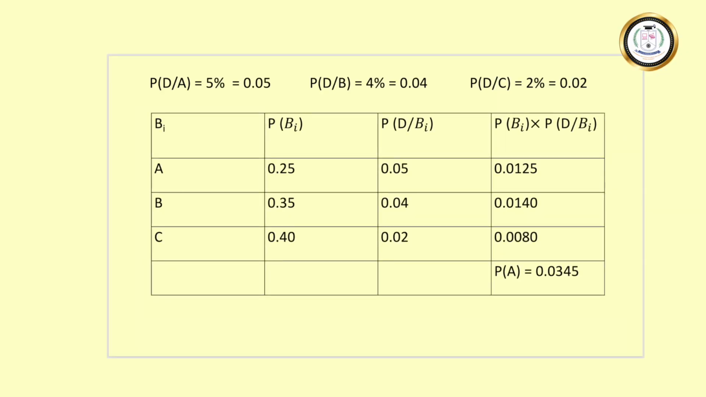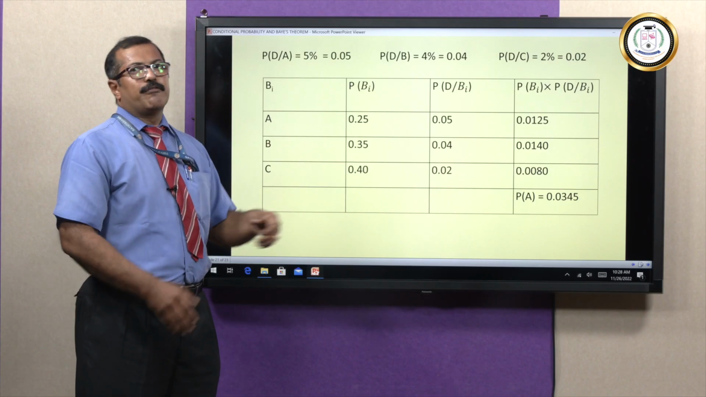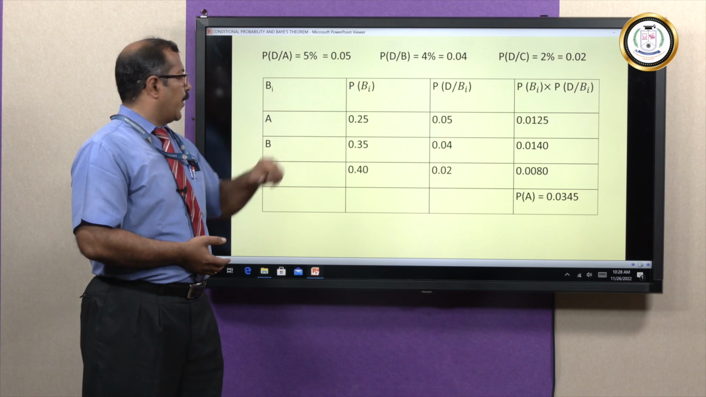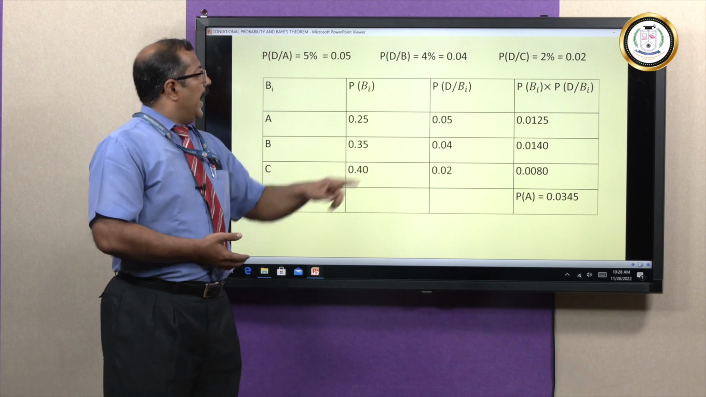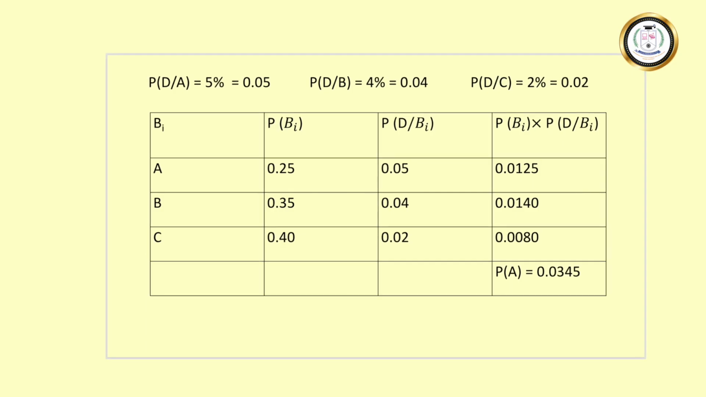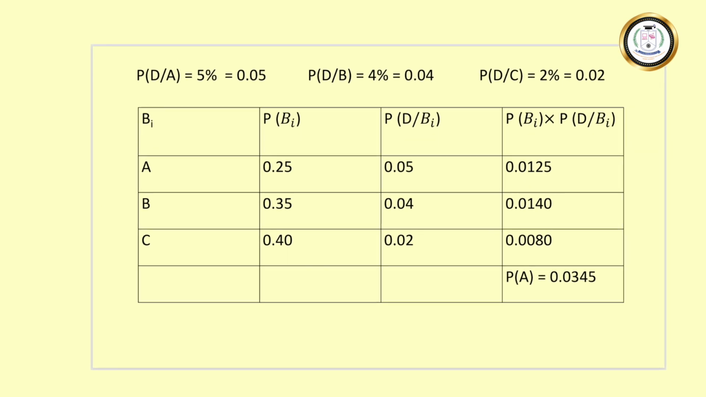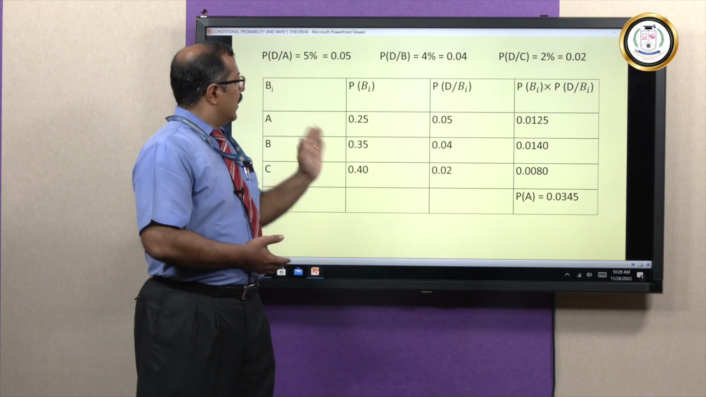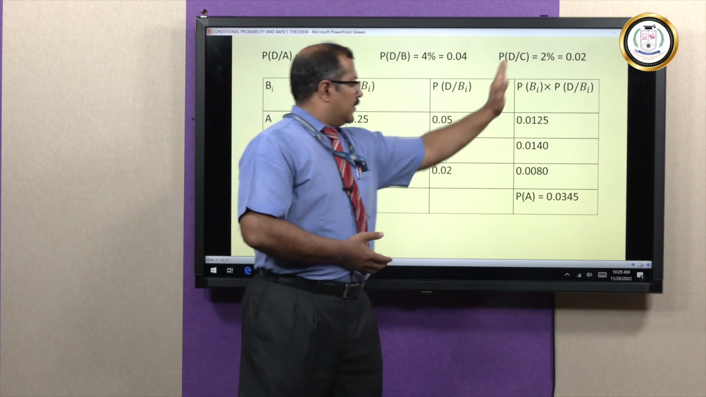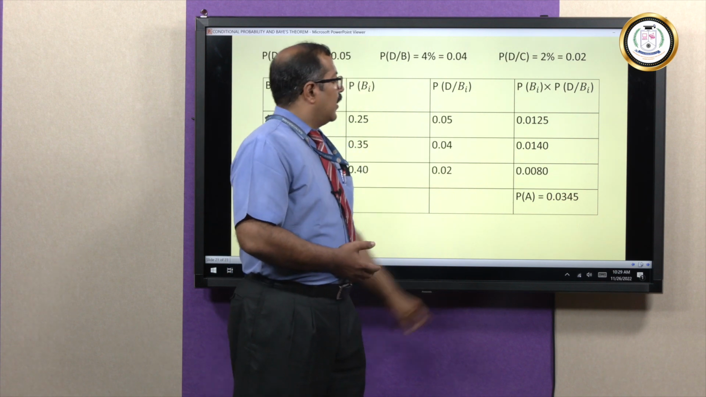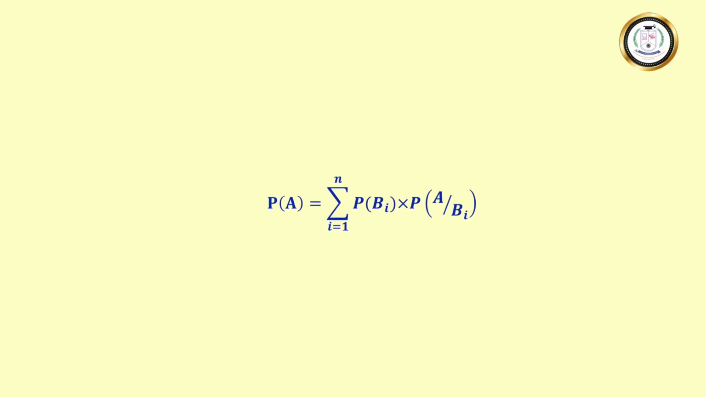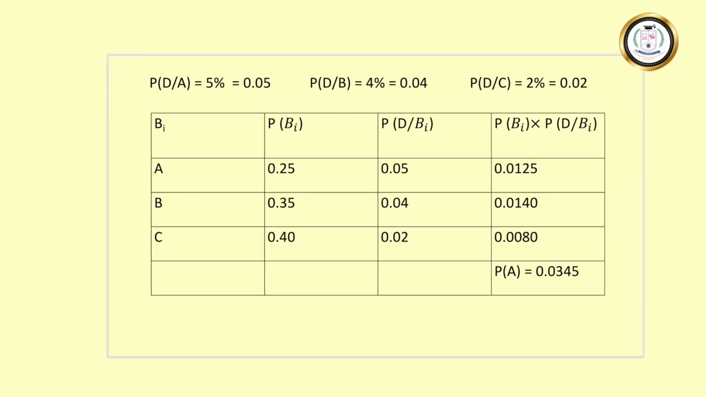Now we are tabulating all this information. Like we have Bi, it is either machine A or machine B or machine C, and then the probability of Bi. P of A is 0.25, P of B is 0.35, P of C is 0.40, and these conditional probabilities D given A, D given B, D given C are 0.05, 0.04, 0.02. Just multiply. This third column gives you P of Bi into P of A given Bi. Just multiply and add. The sum, by the theorem on total probability, summation P of Bi into P of A given Bi is P of A.